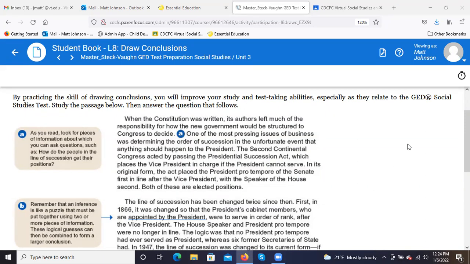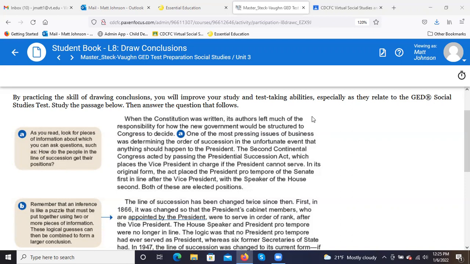So our first passage, talking about the Constitution. When the Constitution was written, its authors left much of the responsibility for how the new government would be structured to Congress to decide. One of the most pressing issues of business was determining the order of succession in the unfortunate event that anything should happen to the president, which we've talked about, right? Who takes over if something happens to the president? We looked at the table of the order of succession.